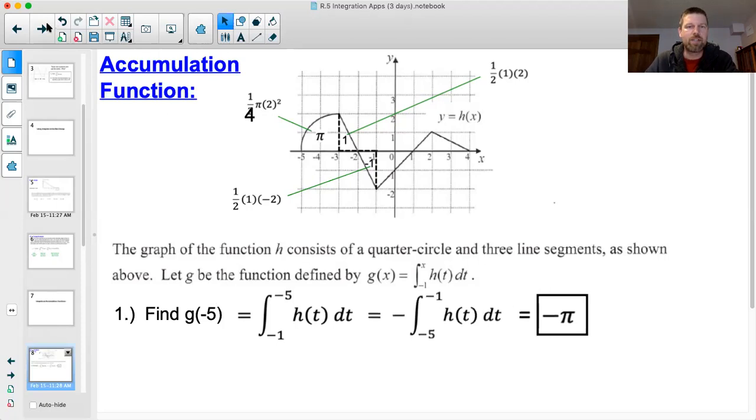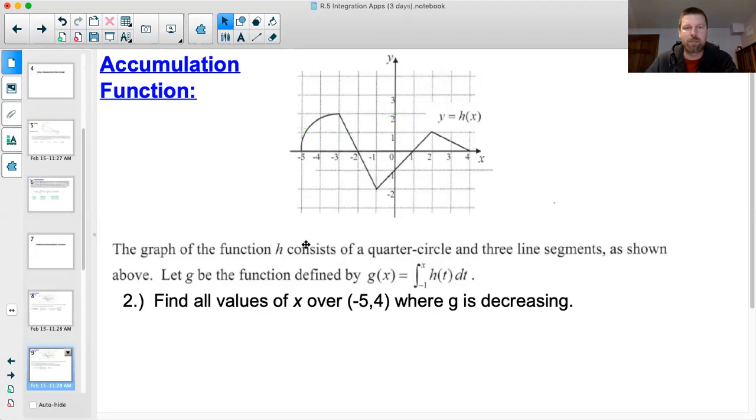One thing with these accumulation functions that get people is problems like this. It says find all values of x over the interval where g is decreasing. And students start to be like, all right, well, this accumulates area, so I'm going to be accumulating negative values here, so it's here, and then they try to work that out. Instead of doing that, just realize what it's asking you. If it ever asks you for increasing or decreasing, that's the derivative, right? So it's really asking about g prime of x. I want to know when g prime is negative.